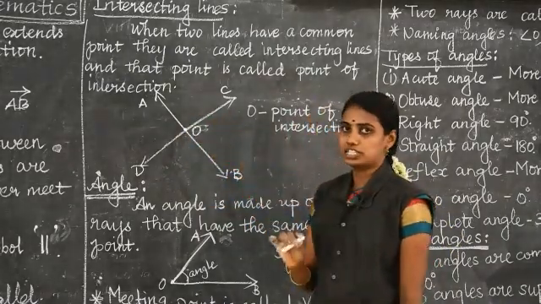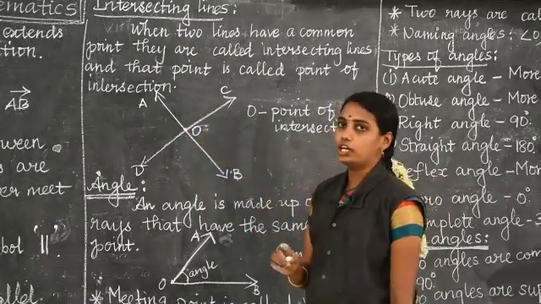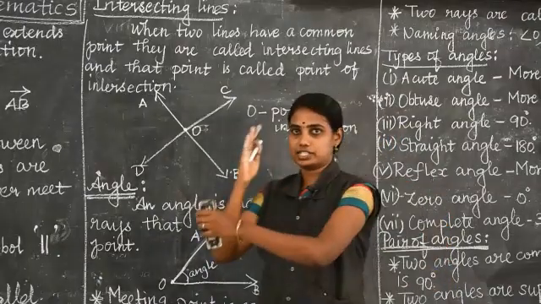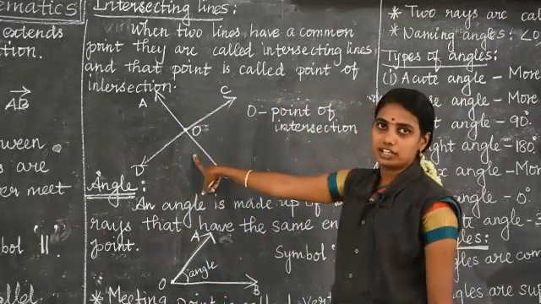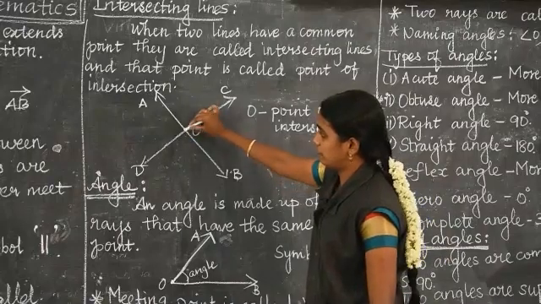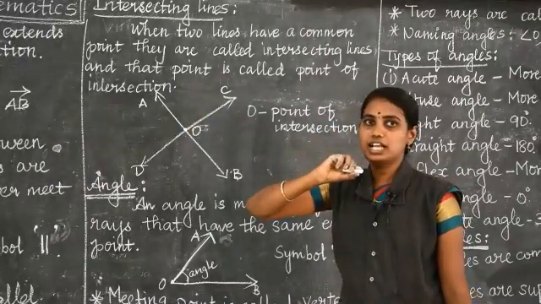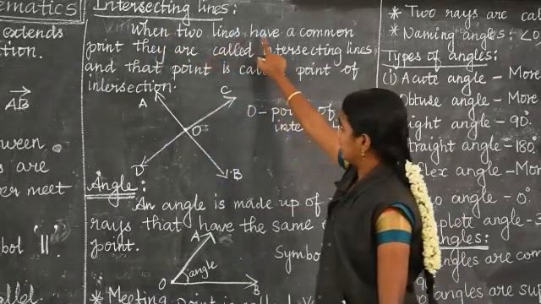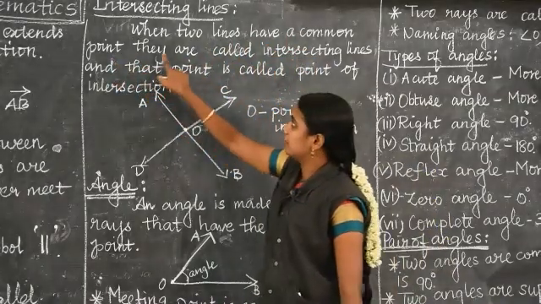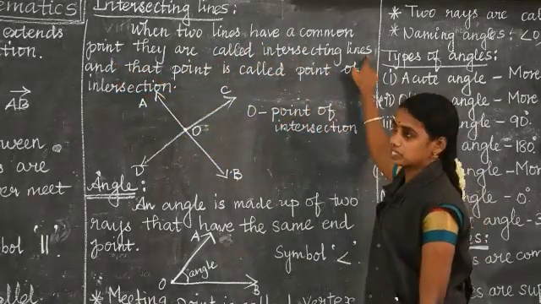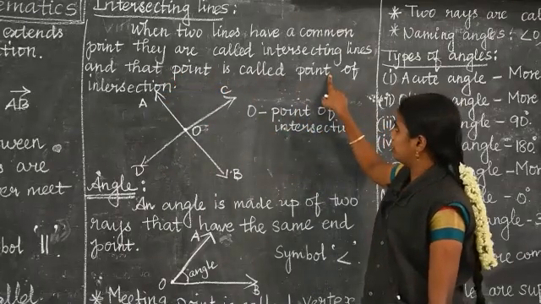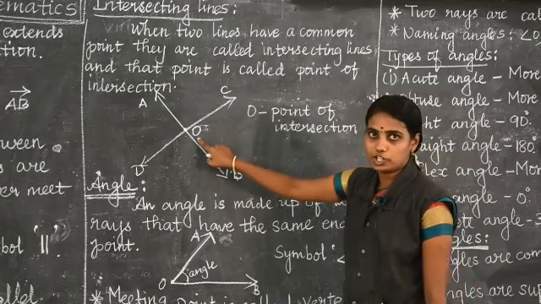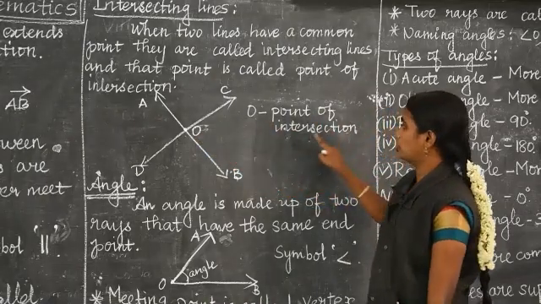That point is O, as I have mentioned. So this O is called the point of intersection. Intersect means cutting the lines. Where it cuts, where we have the common point, that point is called the point of intersection. So once again, listen to me: when two lines have a common point, they are called intersecting lines, and that point is called the point of intersection. So here O is the common point. Yes or no? So O is the point of intersection.